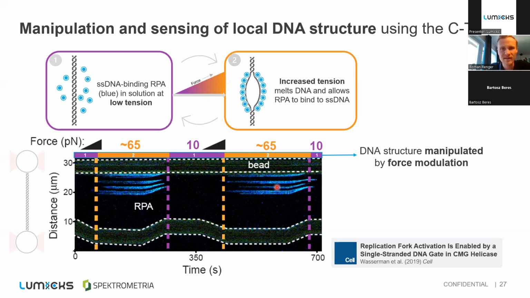And of course, if you think a little bit further, you can expose these complexes of DNA and RPA to different downstream DNA repair proteins and see if, for example, they get recruited specifically where this initial protein is already bound.